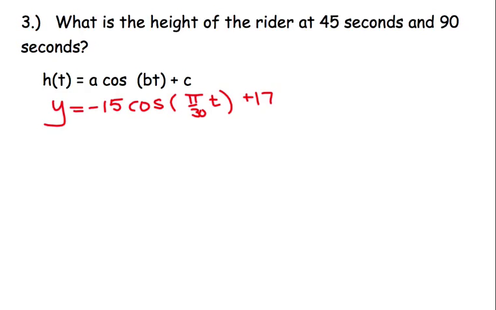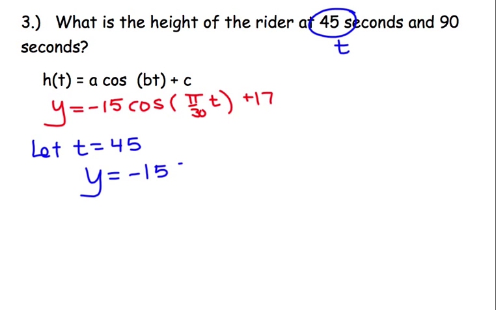Let's answer the first question of 45 seconds. This is our time. And what you do is you substitute 45 in for our time. So negative 15 cosine of pi over 30. And now we're going to go ahead and substitute our 45 seconds in. Now what we're going to do is simplify that.